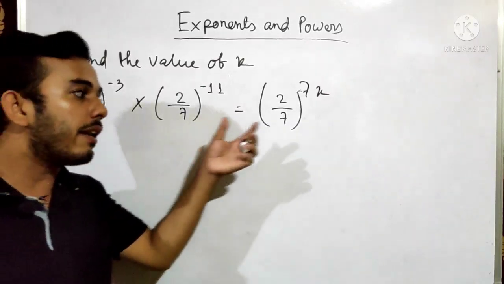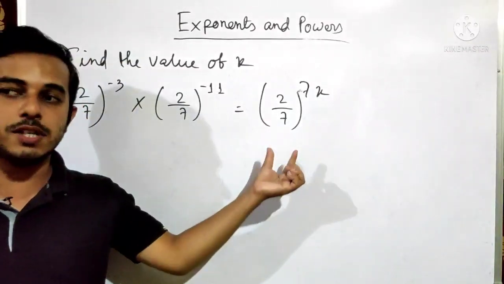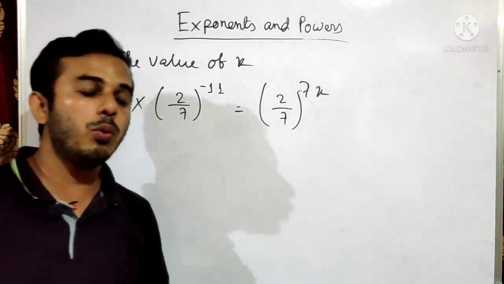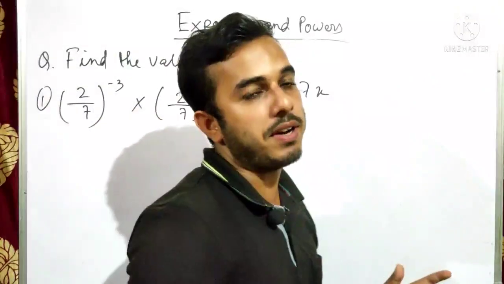Look, in the right hand side we have only one term, isn't it? But in the left hand side we have two terms. Okay. So we can easily simplify the left hand side.